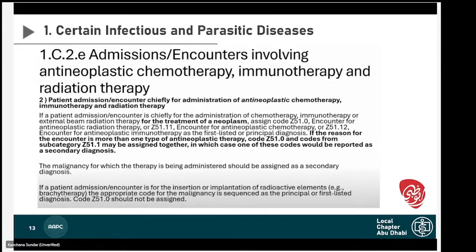And just a caution on the implantation of radioactive elements. We are not supposed to code this as encounter for antineoplastic chemotherapy, immunotherapy, or radiation therapy. And of course, it is not a radiation therapy. It is a radioactive implantation. So please be very cautious about not putting that Z51.0 code when you see a radioactive element being implanted, because the meaning is not the same.